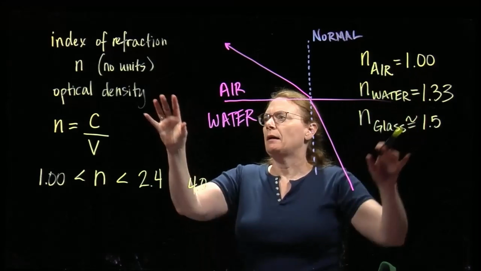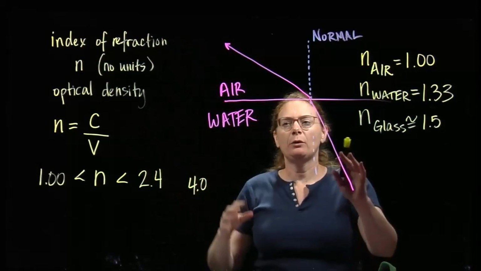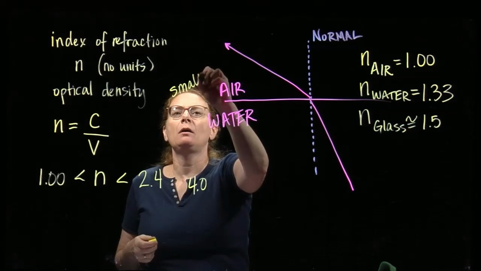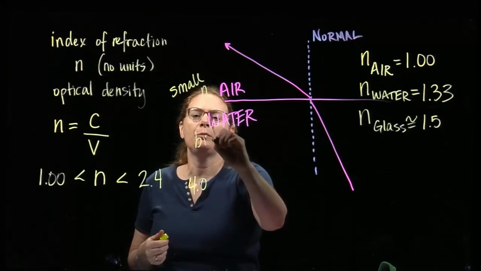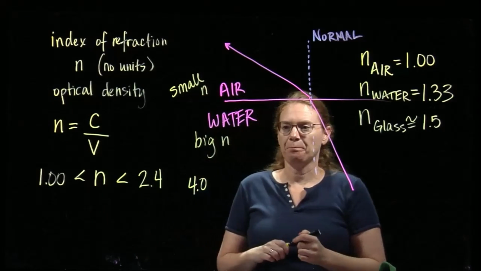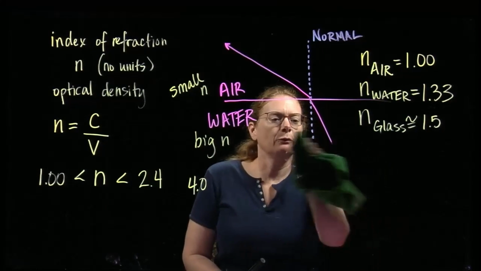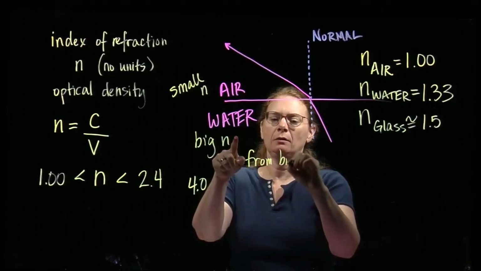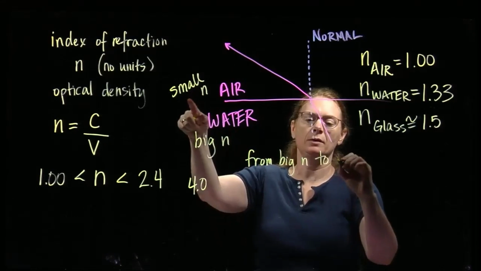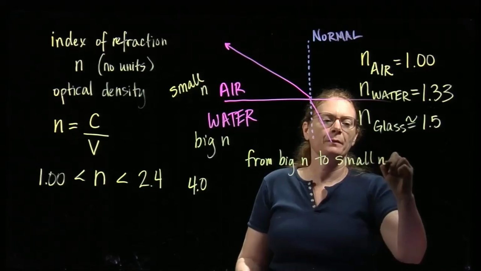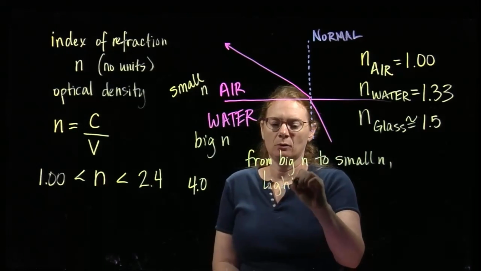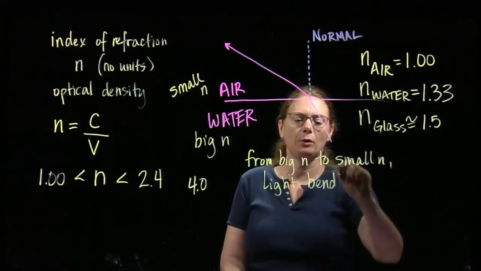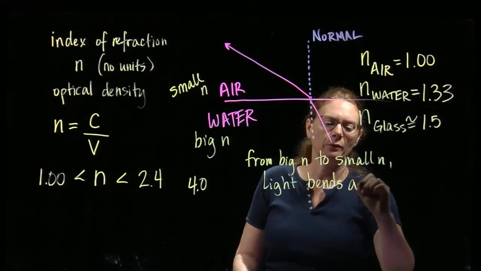So we have this idea now of index of refraction, and then we know that light is bending. So this was a small index of refraction, and this had a bigger index of refraction. So if we are going from a big index of refraction to a small index of refraction, we can say that the light is going to bend which way? Well, it bent away from the normal. Light bends away from normal.